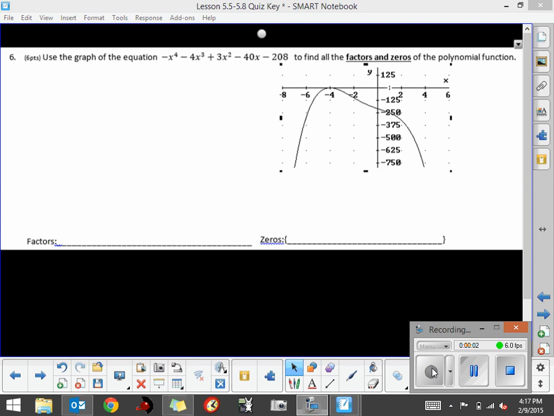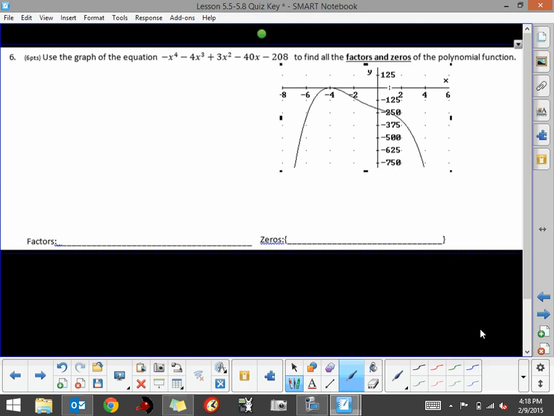In question 6, it says use the graph of the equation to find all the factors and zeros of the polynomial. So we have two things we've got to do. We have to find zeros, and we also have to find factors. The first thing we're going to do is use this graph to help us find a very specific point.